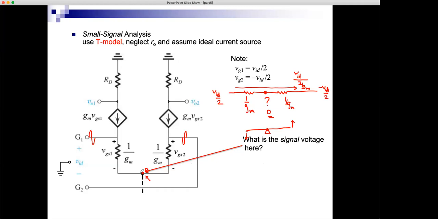We call this a virtual ground because there's no signal. It's signal ground, but it's not a wire to signal ground. We call it virtual ground. I can place a virtual ground here and a virtual ground here.